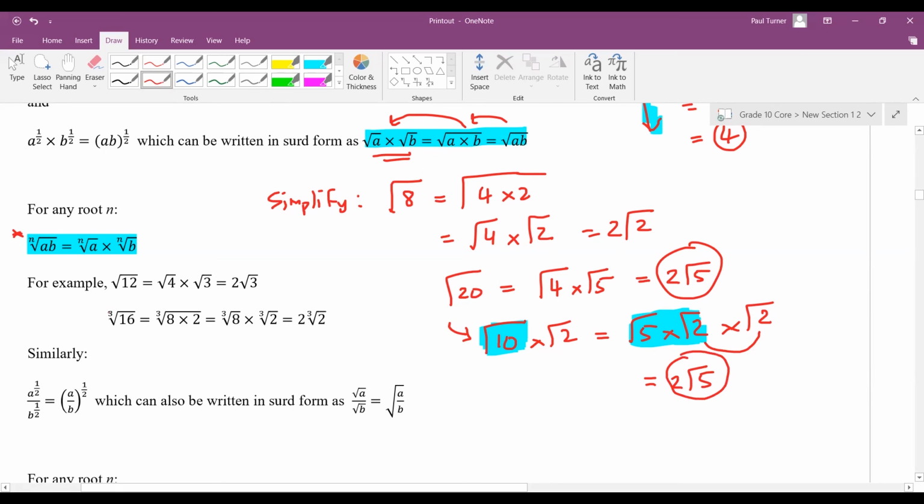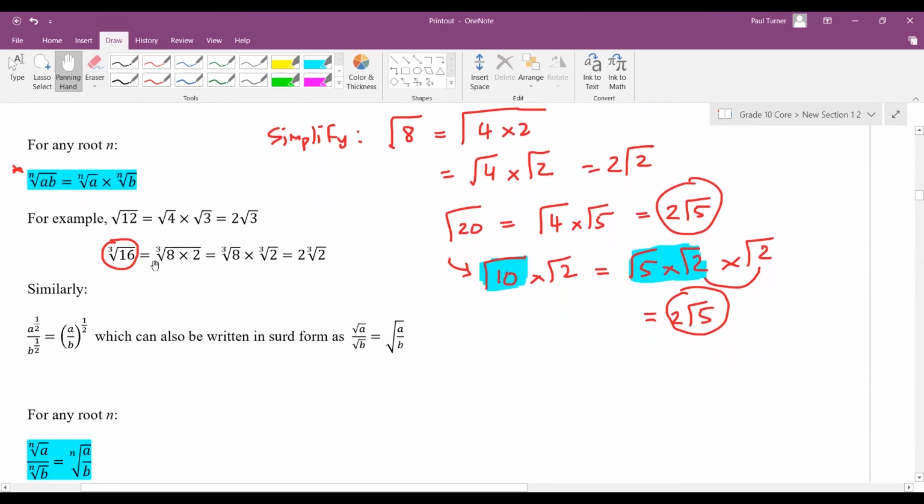But the cube root, I'll explain this one here. Let's just pan up. I'll leave it there so you can look at it later. So cube root 16. Well, how could you simplify that? What do we know about 16? 16 is 2 times 8. Well, 8 times 2, same.